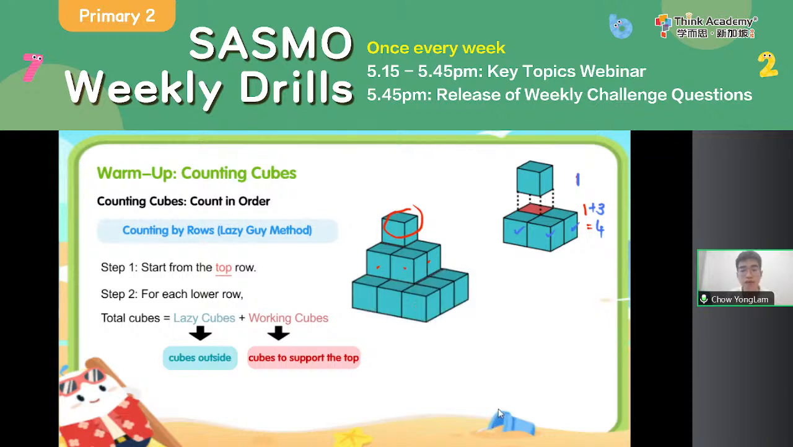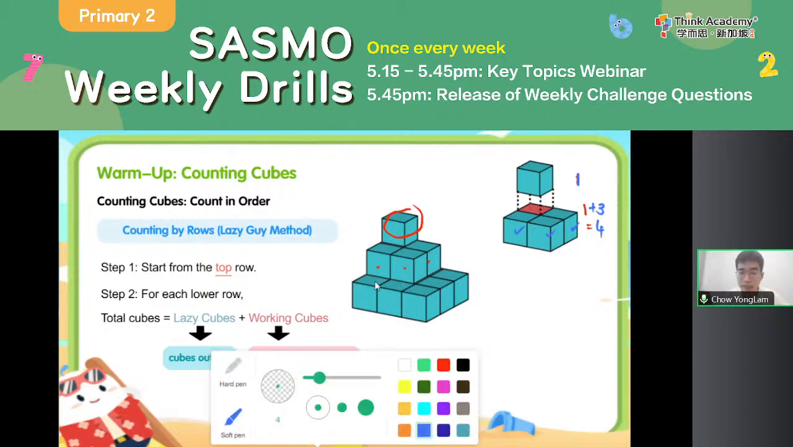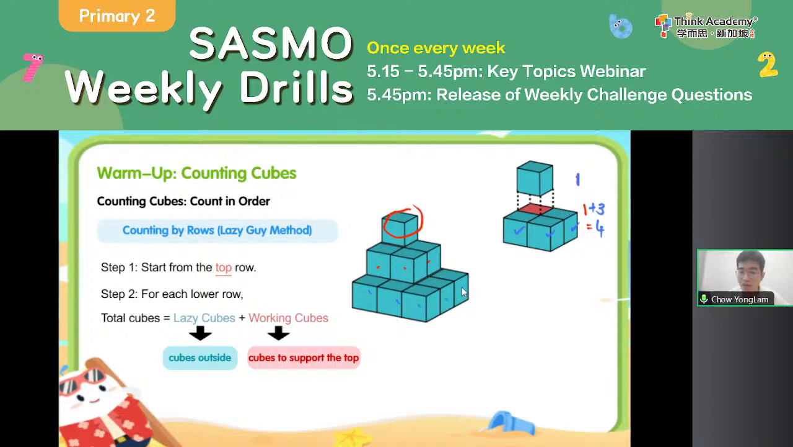Now we move on to the bottommost layer again. In the bottommost layer, how many cubes can you see directly? You see 1, 2, 3, 4, 5. 5 cubes. These are my lazy cubes. However, do I only have lazy cubes? I don't, because on top of this layer, I have more cubes. I need some working cubes to support the layers on top.